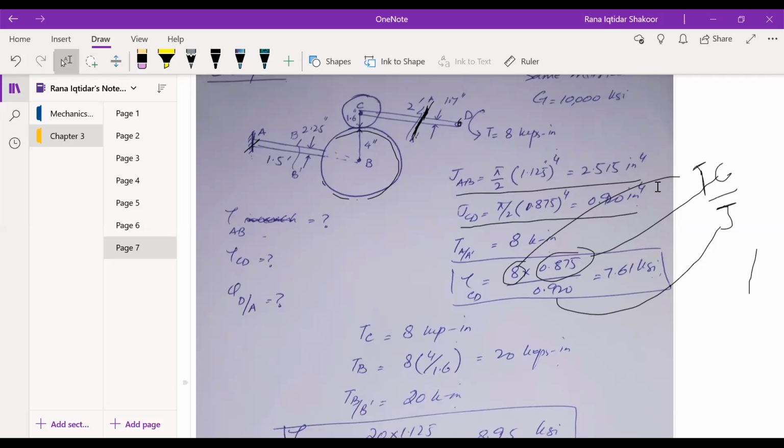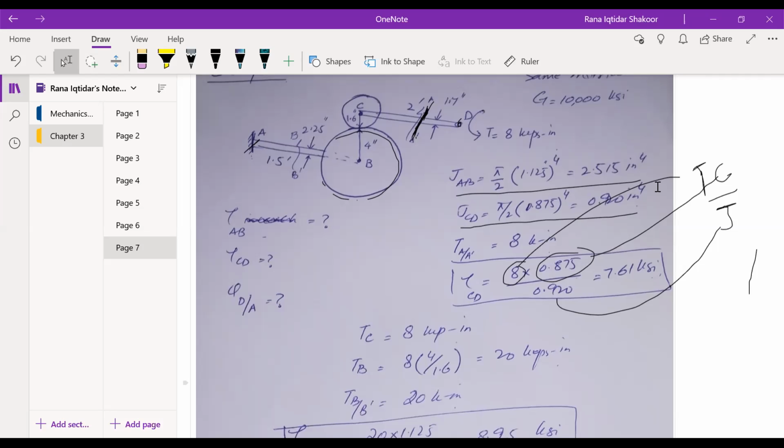So TB, the torque at point B, will be 8, which is the torque being applied at point C, times the ratio of the bigger gear versus the smaller gear, right? So it will be 4 into 1.6. So it will be 20 kips-inch. This will be the amount of torque that is coming onto point B, right?